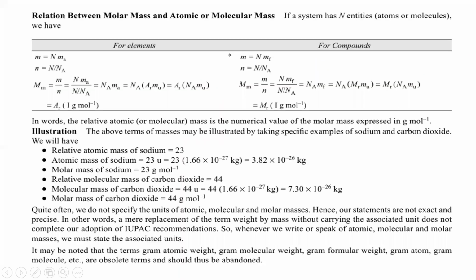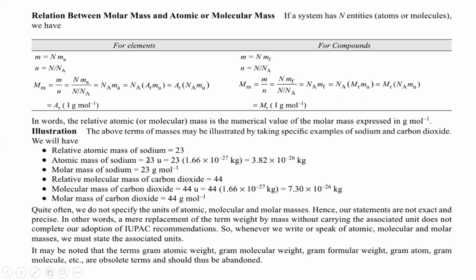Next, the relation between molar mass and atomic mass or molecular mass. If a system has n entities, atoms or molecules, then molar mass M is equal to n into MA, that is, number of entities into mass of each one. So n is equal to N by Na. You might be getting confused with all these things, so now see this table. Simply, you know how to find atomic mass as well as molecular mass.